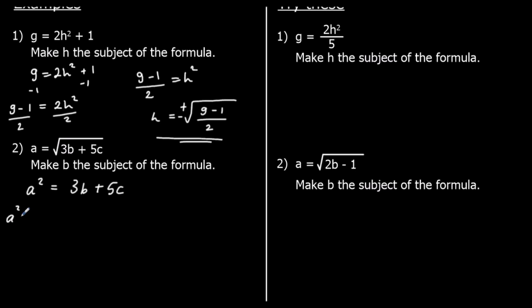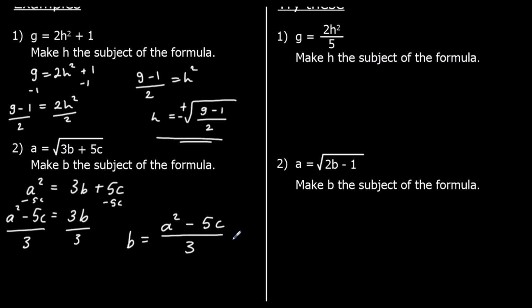So a squared minus 5c equals 3b. And to get b by itself, divide both sides by 3. So b is equal to a squared minus 5c over 3.